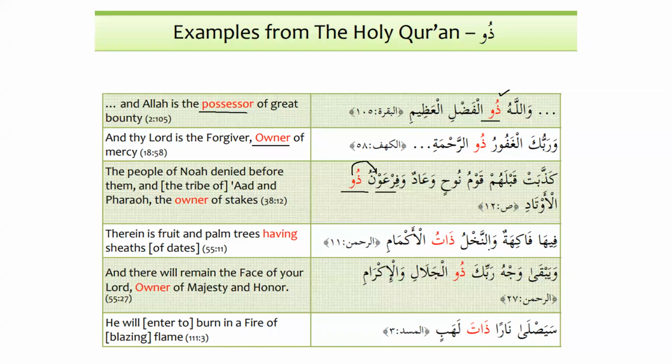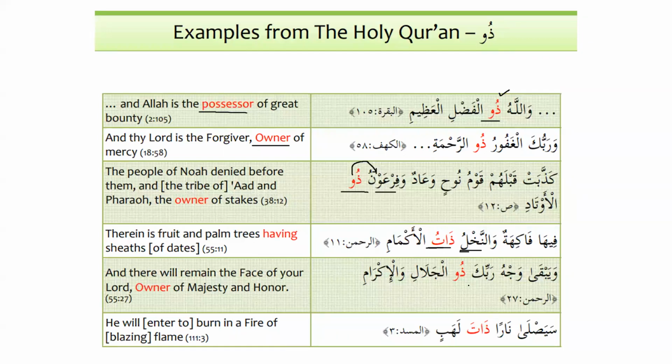فيها فاكهة والنخل ذات الأكمام. So here we have dhatu, as we know that dhatu is the feminine of dhu, and it is being used as a sifa of nakhlu. Nakhlu is mawsuf, dhatu is sifa. Or we can simply say fiha fakihatun wan nakhlu. So mawsuf and sifa. So therein is fruit and palm trees having sheaths of dates.